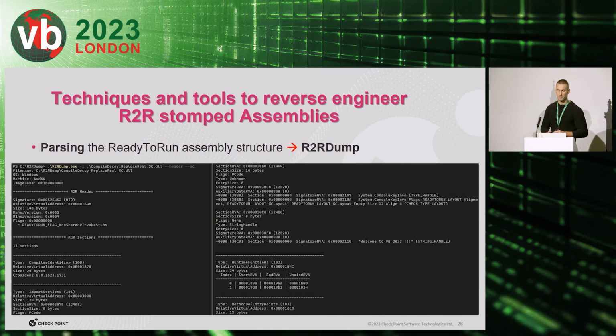Parsing the ReadyToRun assembly structure is very easy via the R2RDump tool. Again, a little recap, it's a part of the .NET source code, so you can download it from GitHub. We can get information like the ReadyToRun header structure, sections, and we can also get information about which methods were precompiled, what their locations are, and what their sizes are.